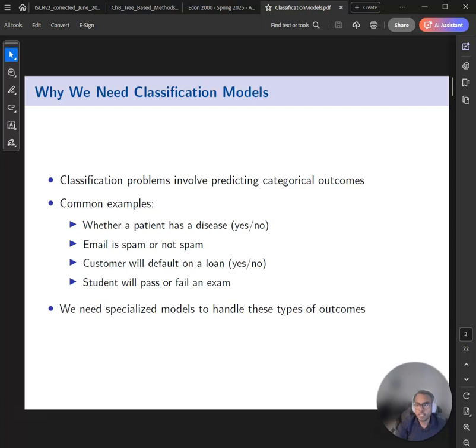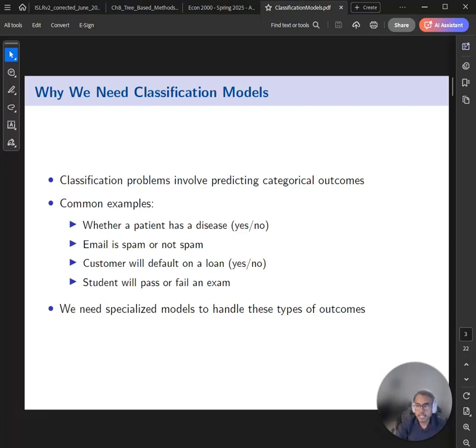Or you're trying to build a spam filter that needs to classify emails as either spam or not spam. Financial institutions constantly need to assess whether a customer will default on a loan. Schools might want to predict if a student will pass or fail an exam. These are all classification problems where the outcome is not a number on a scale, but rather a discrete category.